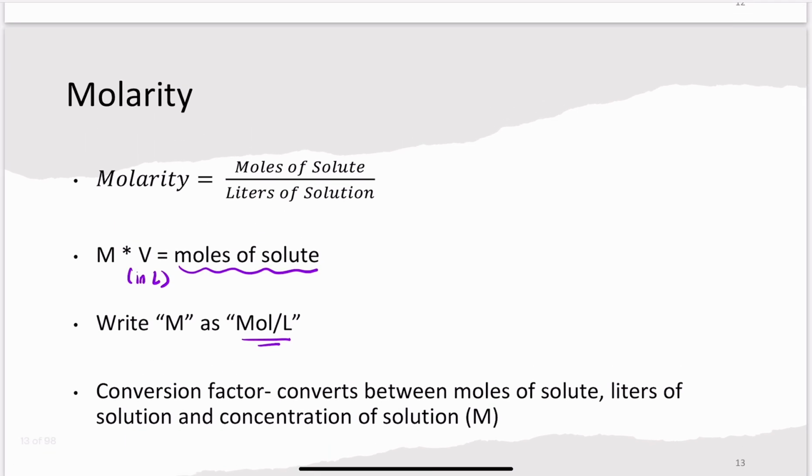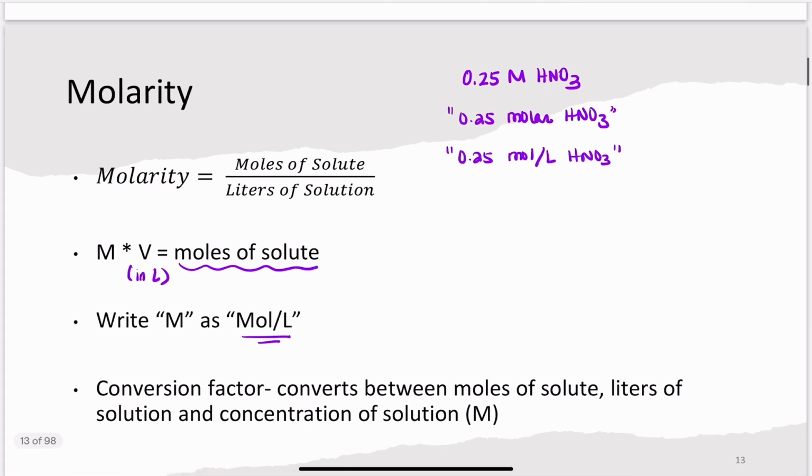Let me write it on this page. So in order to say it, let's say I have something that's written as 0.25 capital M HNO3. The way I say this is I would say 0.25 molar HNO3 or 0.25 moles per liter HNO3, okay? So we do say molar for that capital M.